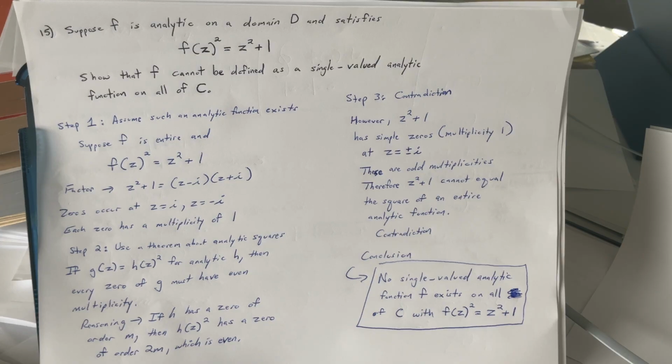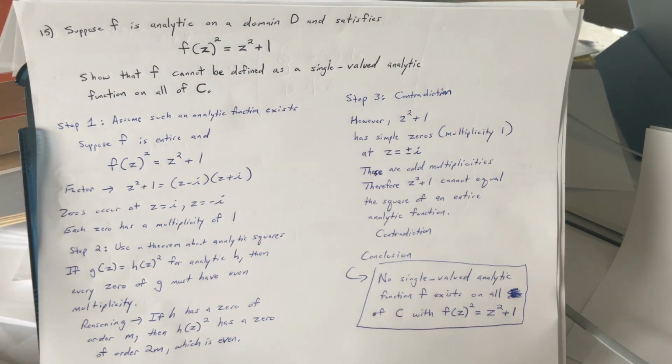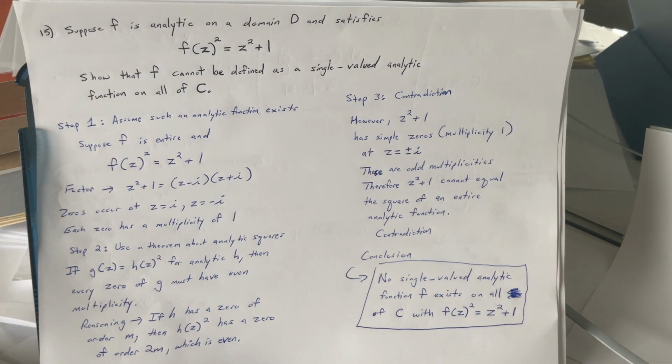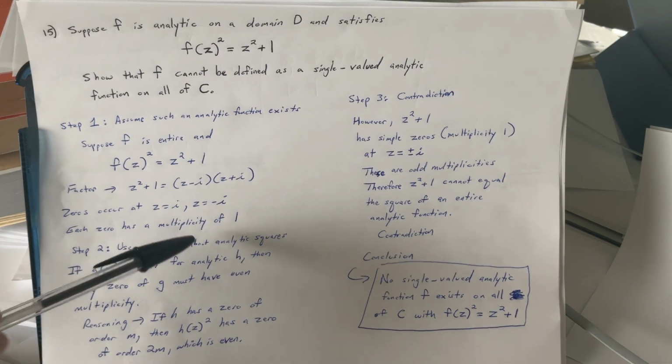Suppose f is entire and f(z) squared equals z squared plus 1. So first thing after that, factor that z squared plus 1. So it's the quantity (z minus i) times the quantity (z plus i). So our zeros occur at i and negative i. Each of these occurs once, so each zero has a multiplicity of 1.